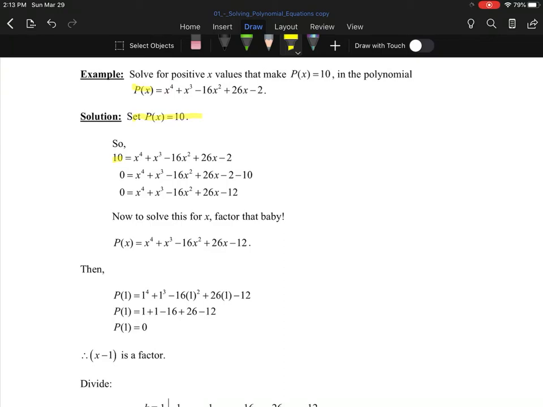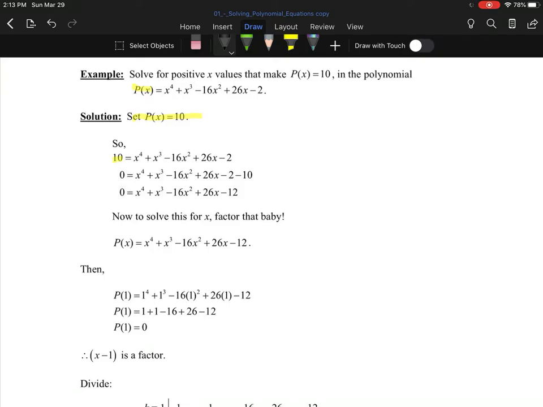Now, how could this come up in the real world? Well, this equation could be an equation for anything. But for example's sake, think about maybe it's a profit equation, and we want to know when our profit is 10 million. Or maybe we want to know when a population is equal to 10,000 bacteria, or whatever you're talking about. So you want to put a 10 in there.